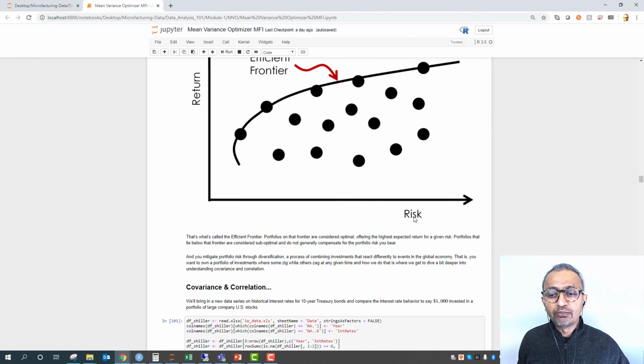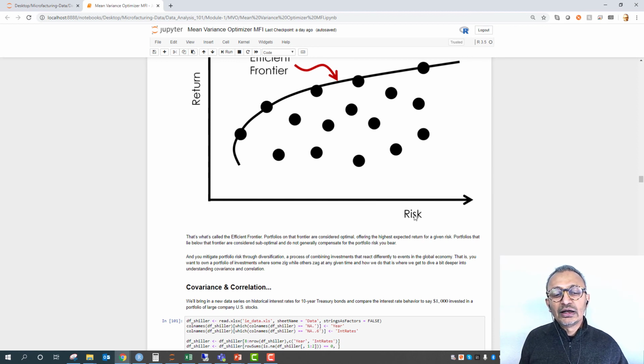And of course, you mitigate portfolio risk through diversification, a process of combining investments that react differently in different events in the global economy, right? So you want to own a portfolio of investments where some zig while others zag, right? At any given time, and how we get there.